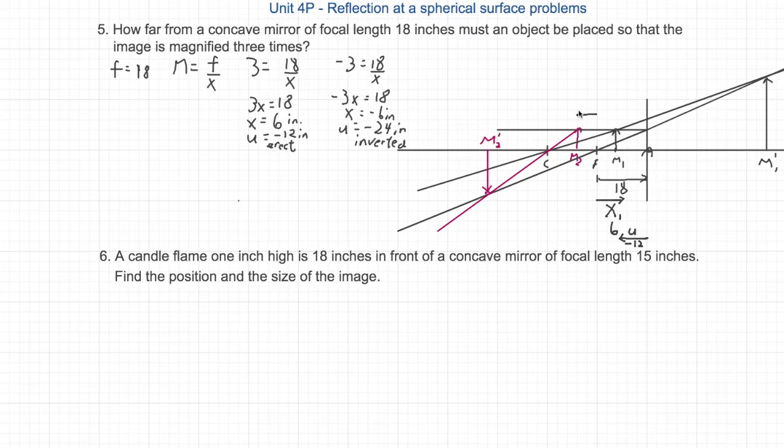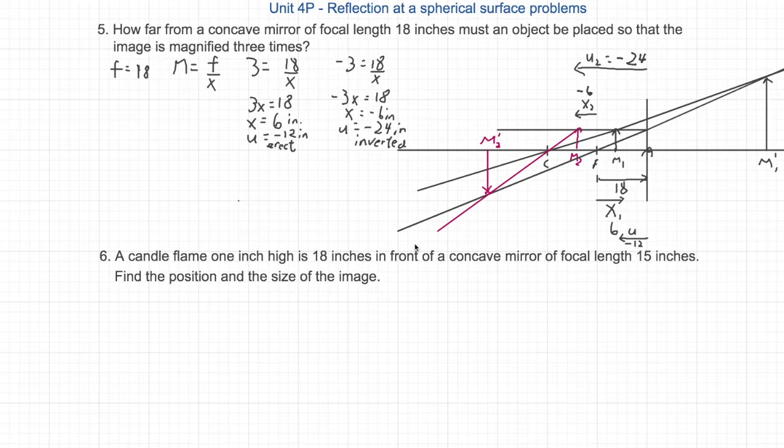Now, for the inverted image, we have x is negative 6 from F to M, going from right to left. So we add that to the negative 18 inches from the mirror to the focal point, and we get that u equals negative 24 inches, producing the inverted image. That's where that number came from.